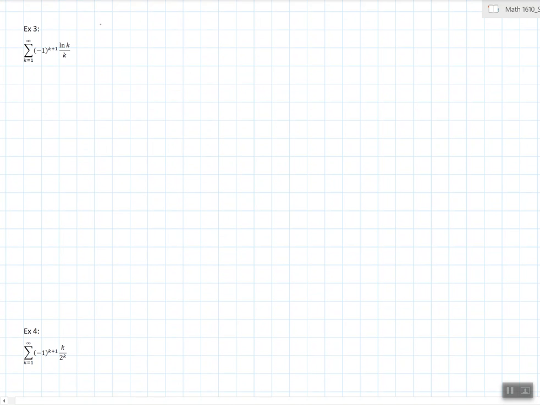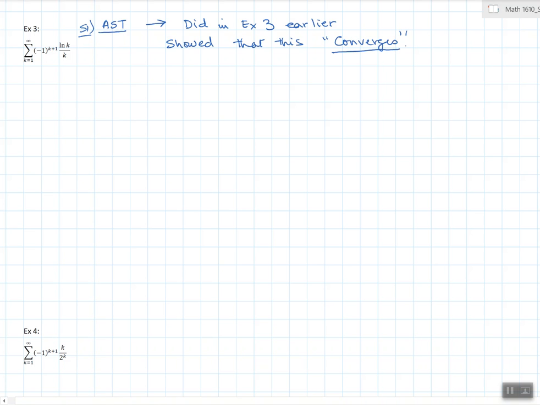So this is an alternating series. So again, step 1, we're going to start with the alternating series test. But if you look at this series, you will notice that we did the alternating series test in example 3 earlier. So again, you can scroll back and check, and we showed that this series converges. So this series converges. So therefore it makes sense to go to step 2.